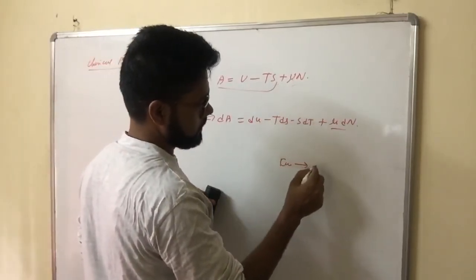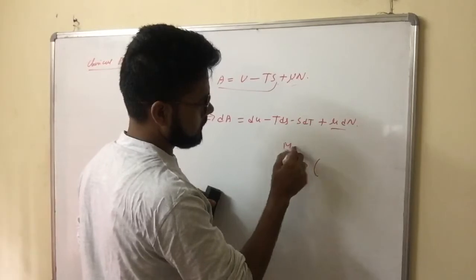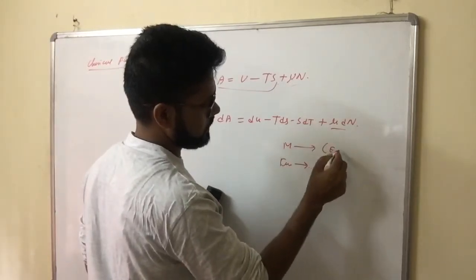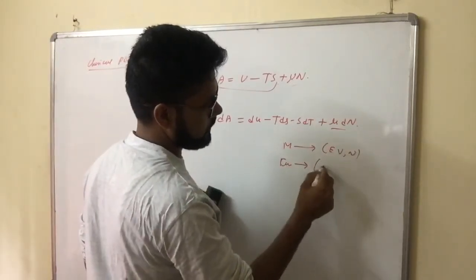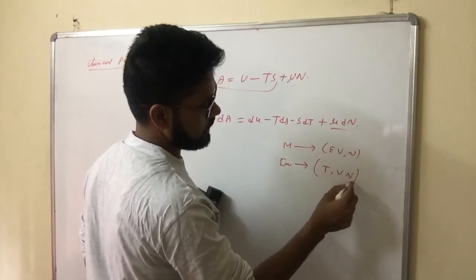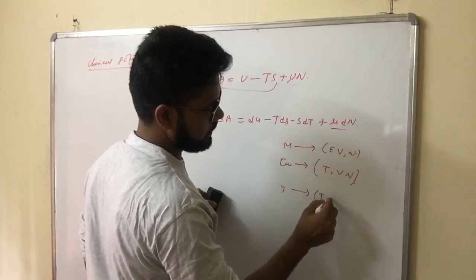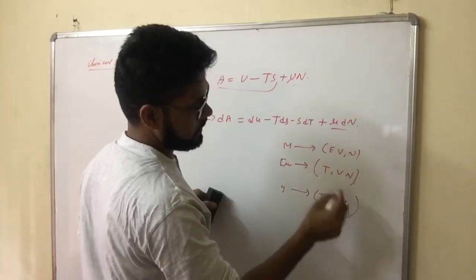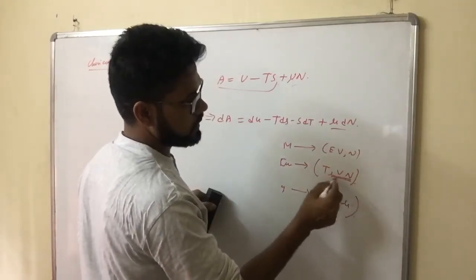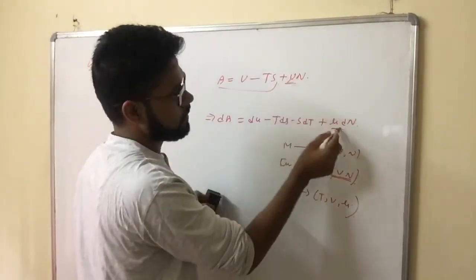Microcanonical: E, V, N. Canonical: T, V, N. And grand canonical: T, V, mu. So here mu is not a variable, so mu will be constant, it will come out.